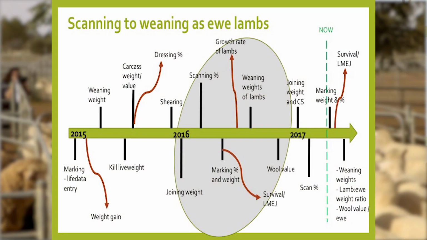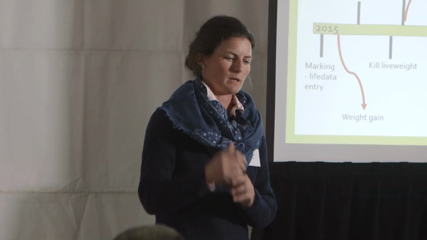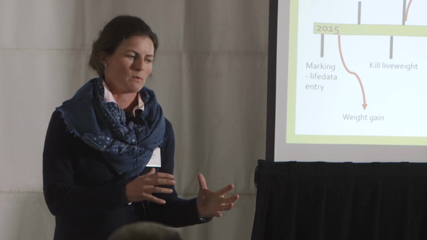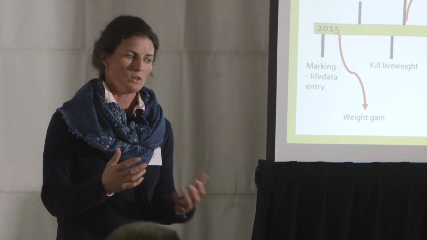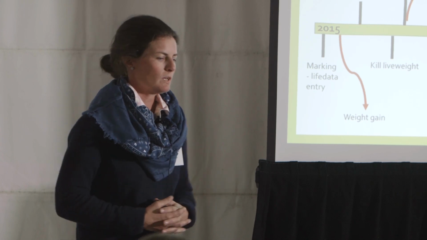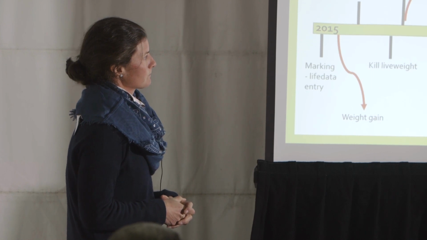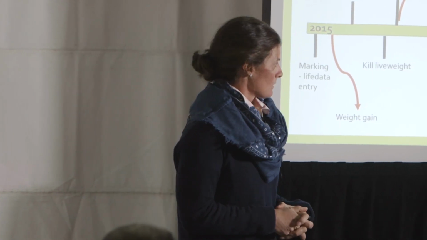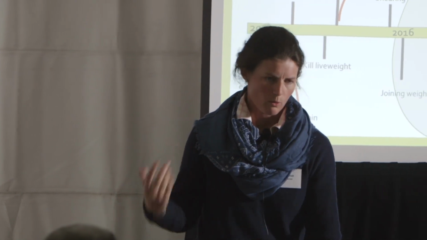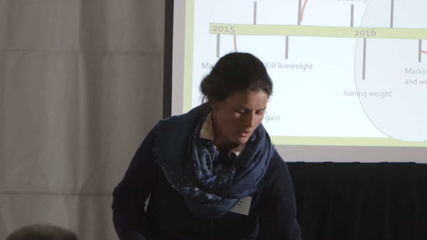So looking at the 2016 year, we then joined all those ewes as ewe lambs. So I got their scanning percentage, a marking percentage and a weight, and I'll just show you how I did that. Because we had so many lambs fall out of spec the year before, I thought I need a marking weight so that I can track my growth rates a bit earlier and sell those lambs earlier. So that's what I did. Then we got growth rates of the lambs, and also a wool value per mob. I didn't do individual, just per mob.